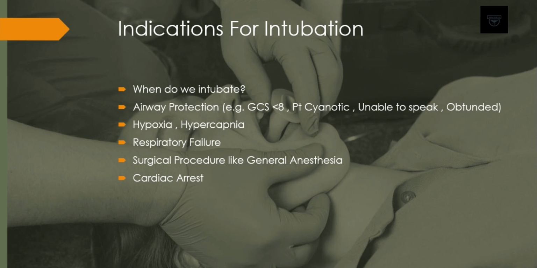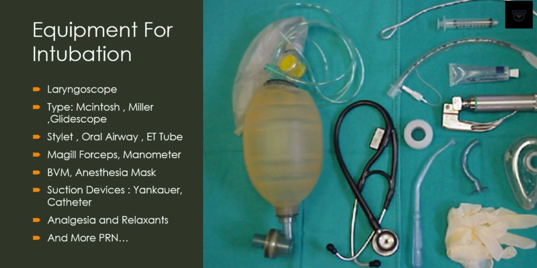So these are the indications for intubation. When do you intubate? When a patient has a GCS of less than 8, when the patient is cyanotic, unable to speak, obtunded, when the patient is hypoxic, when the patient is hypercapnic, has respiratory failure, for a surgical procedure like a general anesthesia, or the patient has a cardiac arrest. These are indications for intubation.